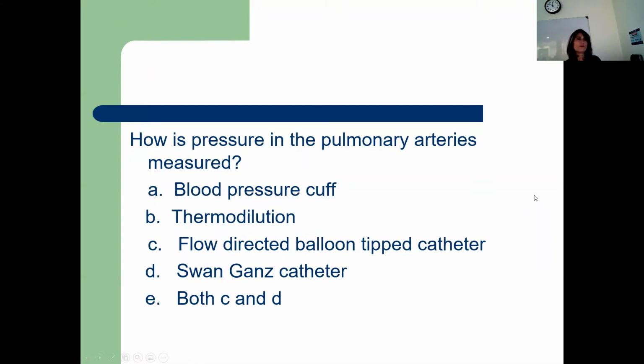Tijan, how is pressure in the pulmonary arteries measured? With a blood pressure cuff, via thermodilution, a flow-directed balloon-tipped catheter, Swan-Ganz catheter, or both C and D? Very good. So letter E. Flow-directed balloon-tipped catheter is what you see on your national exam, because they can't use name brands on the exam. But at the hospital, they'll just say the patient has a Swan-Ganz catheter in. And it's a yellow catheter coming out of the subclavian vein.